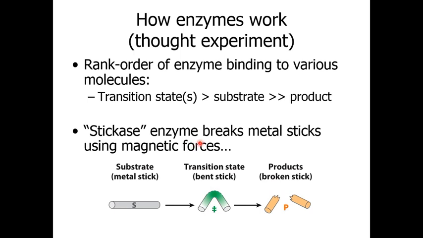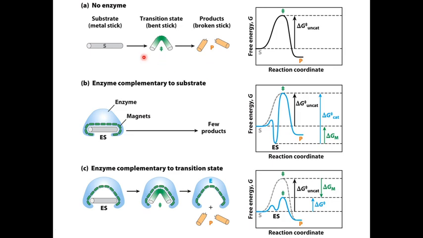Now what this enzyme does, it breaks metal sticks using magnetic forces. And from going S to P, there is a transition state, and that is the bent stick. You can imagine it yourselves. If you want to break a stick with two hands, or if you want to use some gadget to break a stick, either way, you have to first bend it, and that is the transition state. So here is the experiment.